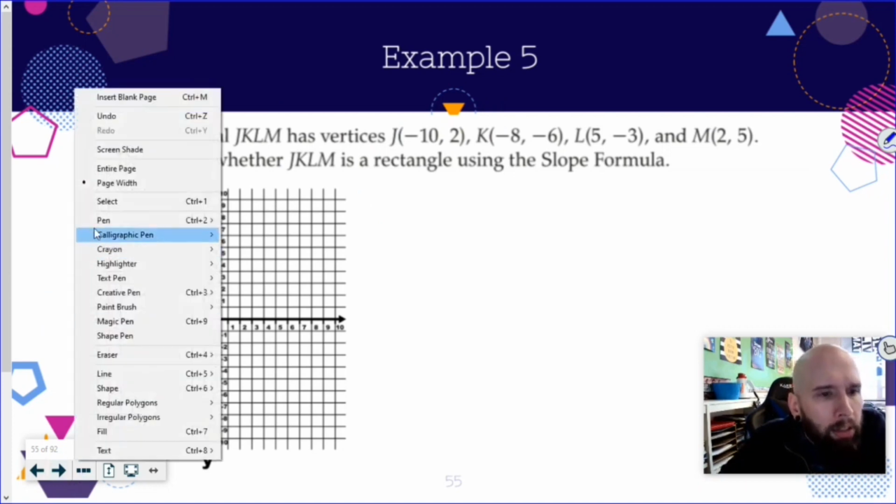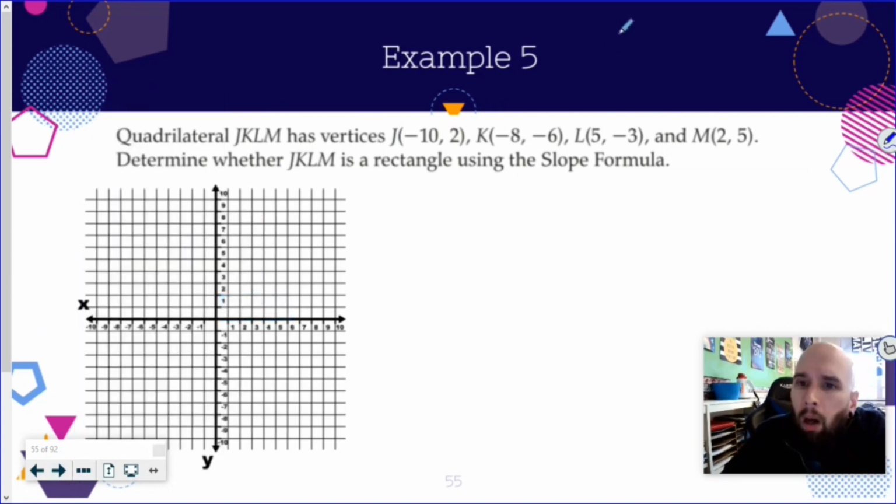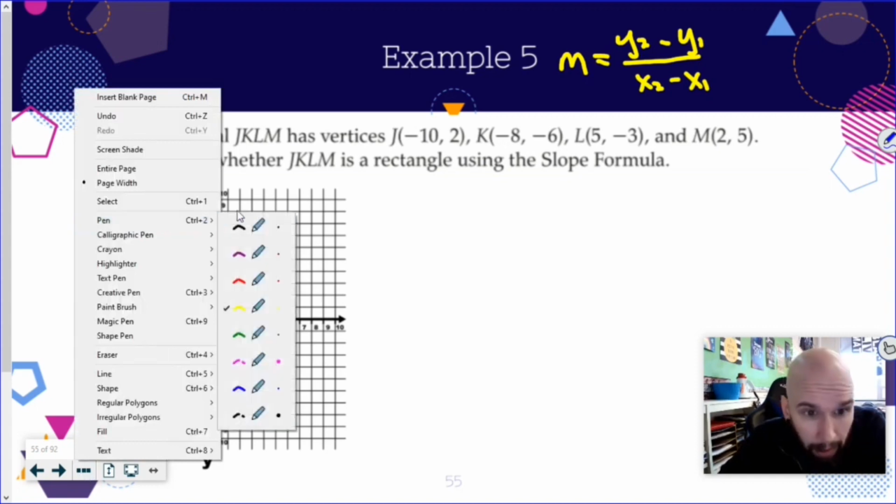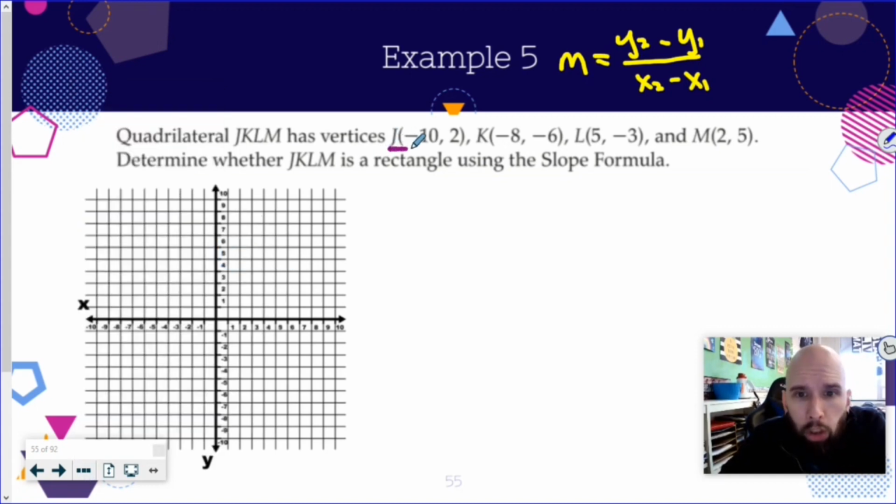Let me write it once up here, once alone. I think I have enough space. M equals y sub 2 minus y sub 1 over x sub 2 minus x sub 1. So I'm going to use the slope formula 4 times. I'm going to do JK first. And I will not say JK because I'm being dead serious.